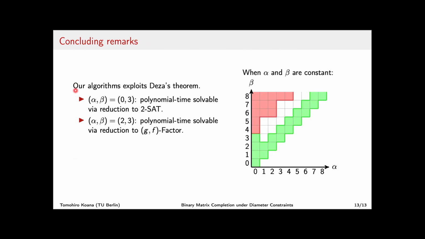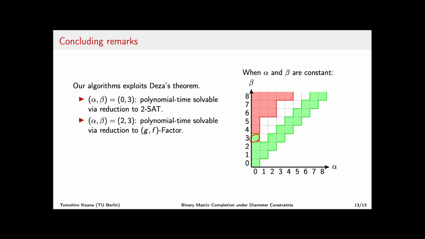Now let me give you some concluding remarks for the talk. So we have introduced the problem matrix completion and diameter matrix completion and studied its computational complexity. For the tractable cases, we exploited Deza's sunflower theorem to develop an algorithm. In particular, we show that when alpha is equal to 0 and beta is equal to 3, in this case, we can reduce to 2SAT to solve DMC in polynomial time.